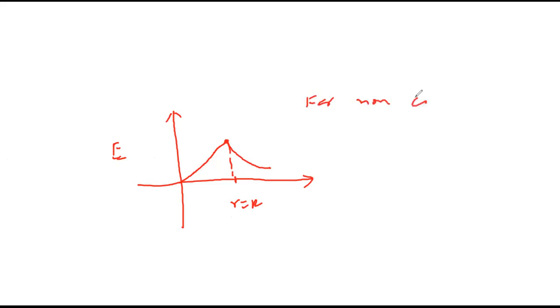So what will be the nature of the graph? Till r equals capital R, E was directly proportional to r, correct? And then inversely proportional. So this will be the nature of the graph. Yes, sir. For a non-conducting solid cylinder.